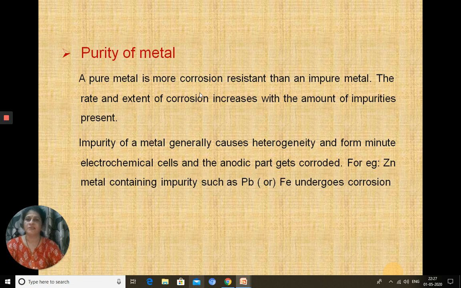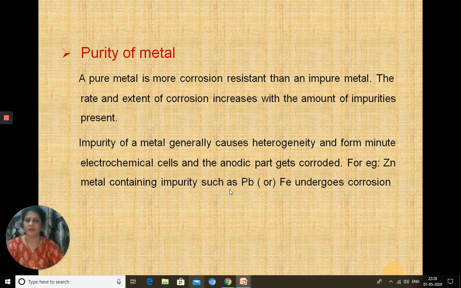The next is purity of metal. A pure metal is more corrosion resistant than an impure metal. The rate and extent of corrosion increases with the amount of impurities present. Impurity in a metal generally causes heterogeneity and forms minute electrochemical cells, and the anodic part gets corroded. This means that as the impurity increases, the extent of corrosion also increases. Let us take an example of zinc. Suppose zinc metal contains some impurity such as lead or iron.